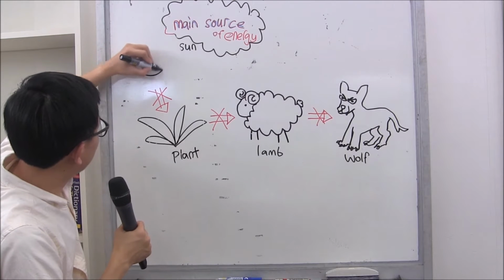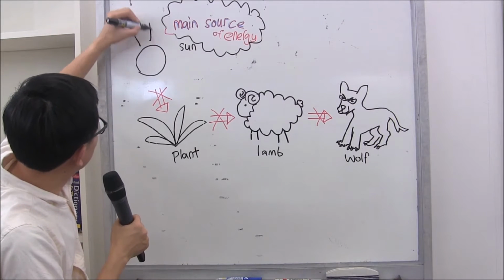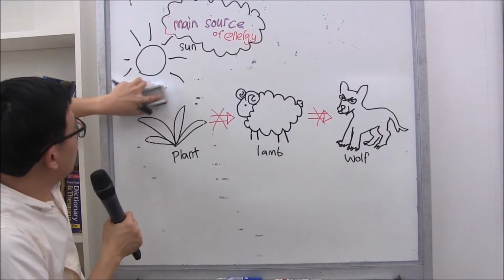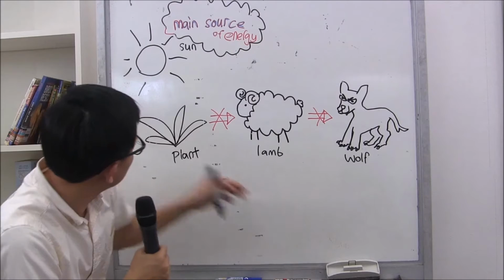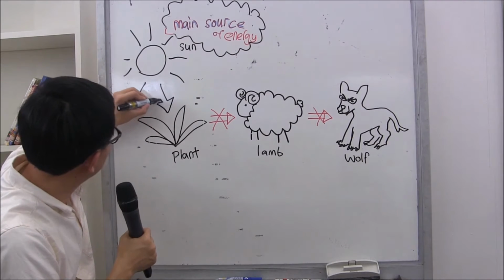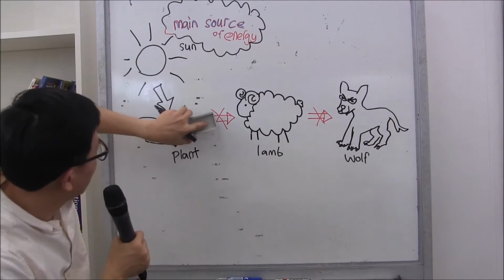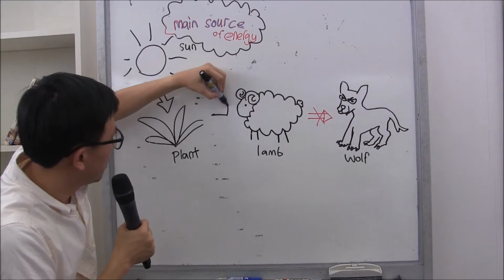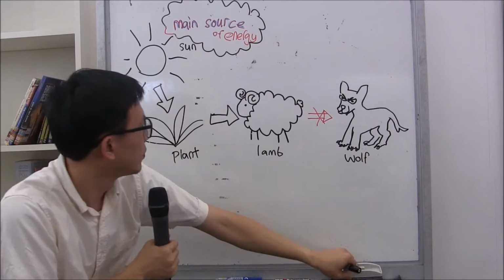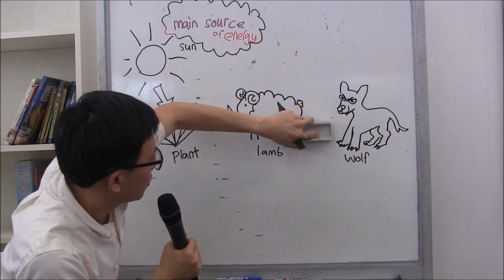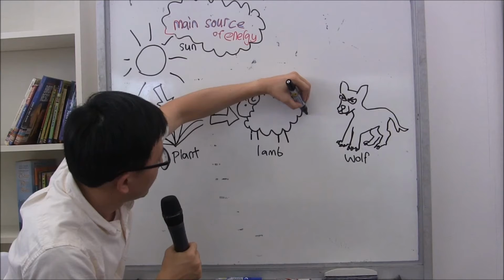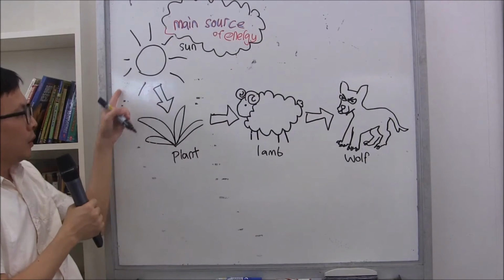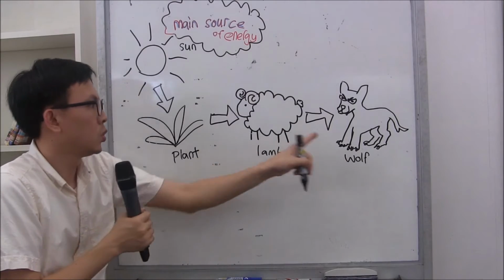I'm going to draw the sun back so everybody is happy. Alright, let's have the sun back, and in turn we will get back energy from the sun to the plant, from the plant to the lamb, from the lamb to the wolf. I want you to see the transfer of energy. Plant to lamb to wolf.